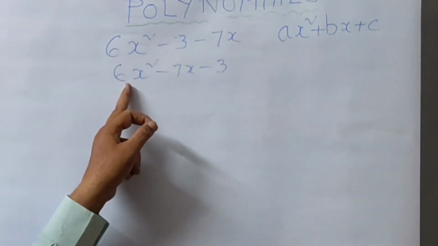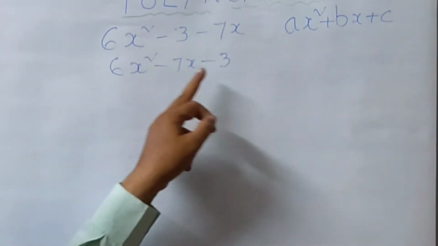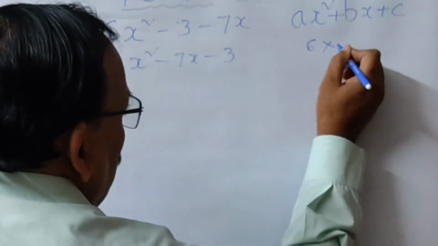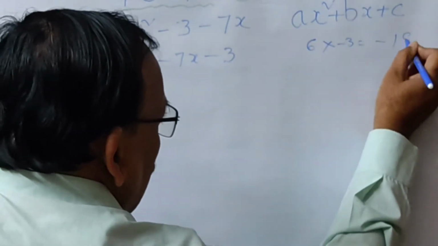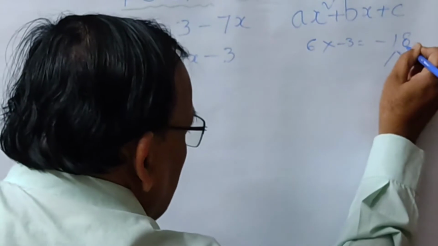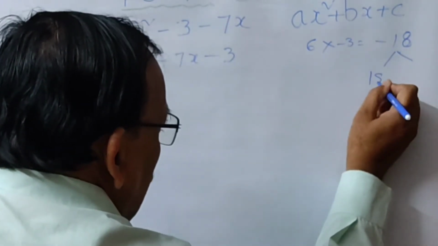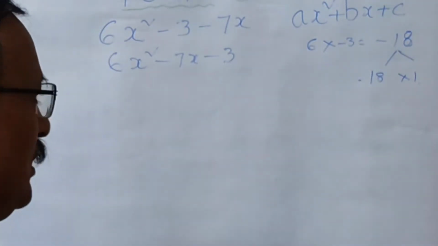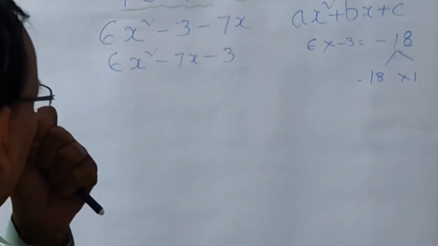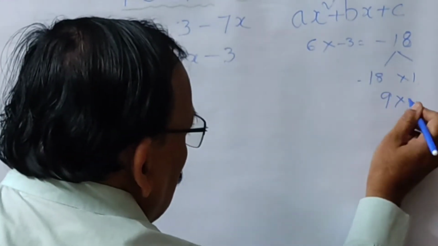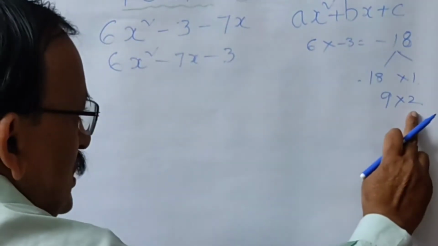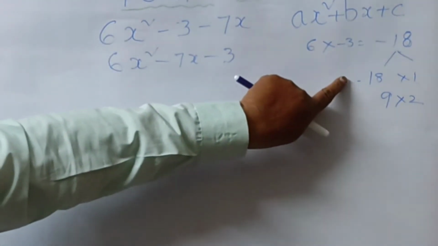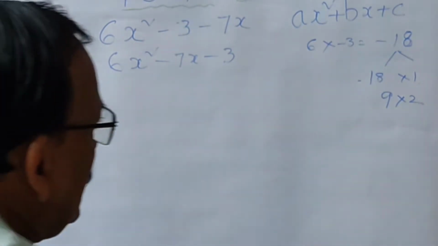Now we have to multiply a into c. 6 into minus 3, that is equal to minus 18. The factors of this minus 18 are 18 into 1, with the minus either here or there, and then 9 into 2. Minus 18 means minus 2 or minus 9 here. Now we have to use one of these factor pairs, or 6 into 3 also.